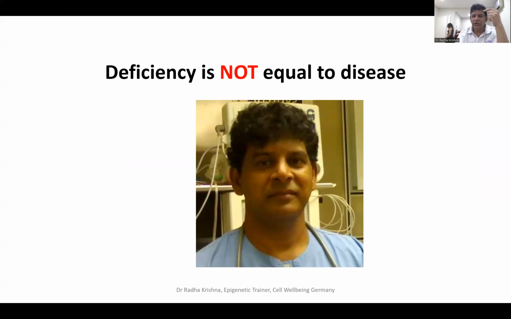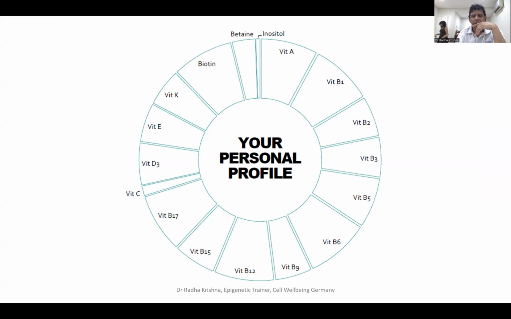Whatever diseases you see is not equal to the deficiencies you see. Okay, so we'll start off. There are 16 vitamins. We have vitamin A, B1, B2, B3, B5, B6, B9, B12, B15, B17. B15 and B17 have been taken off. Then vitamin C, D, E, K, biotin, betaine, and inositol. So I'm going to go one by one, and I will stop at the most important ones.